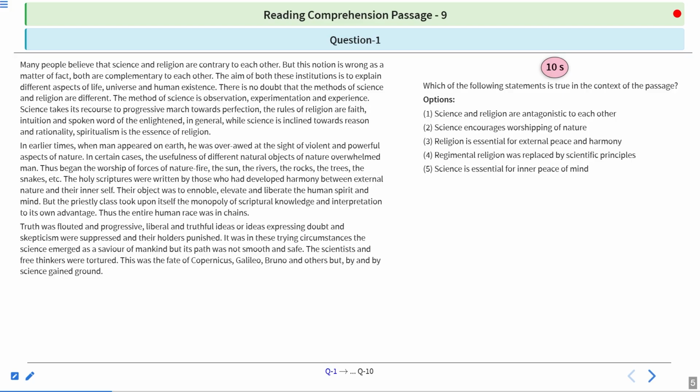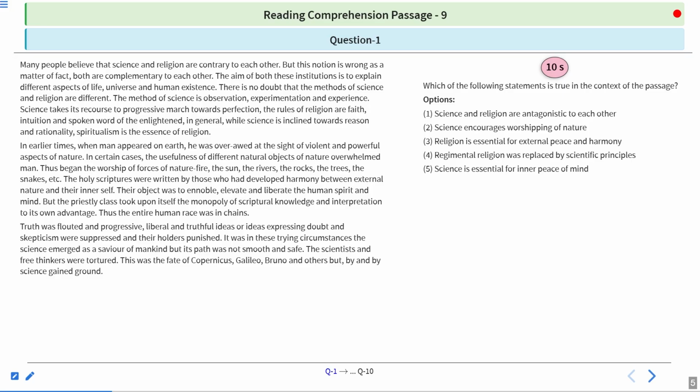The rules of religion are faith, intuition, and the spoken word to the enlightened in general. While science is inclined towards reason and rationality, spiritualism is the essence of religion. In earlier times, when man appeared on earth, he was overawed at the sight of violent and powerful aspects of nature. In certain cases, the usefulness of different natural objects overwhelmed man. Thus began the worship of forces of nature: fire, the sun, the rivers, the rocks, the trees, the snakes, etc.